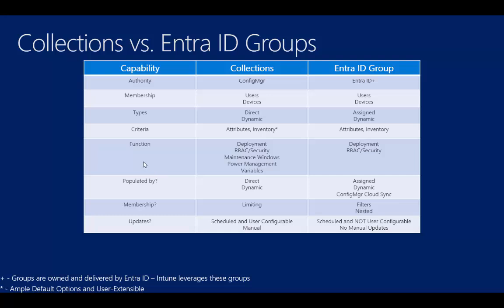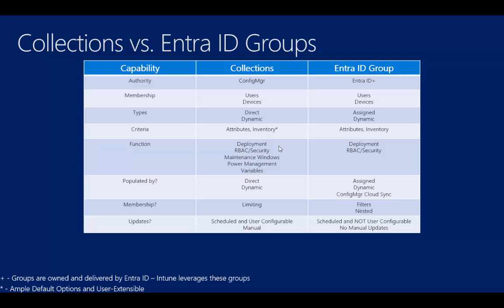In terms of how we use collections versus groups, so for Config Manager collections, it's all about deployments, being able to also do security-related things, role-based access, maintenance windows, power management, etc., variables and such, right? And then with Entra ID groups, you have the same idea. Deployment and security for sure would be things that you would use Entra ID groups for. Some of the additional mechanisms don't even really exist in Intune, maintenance windows and power management and such, right? I suppose you could do power management through policies and such, but you get the idea, right?